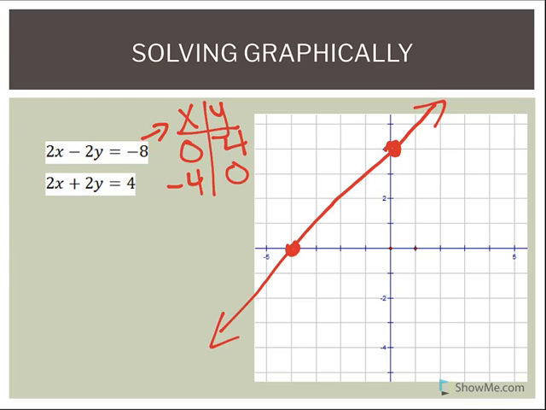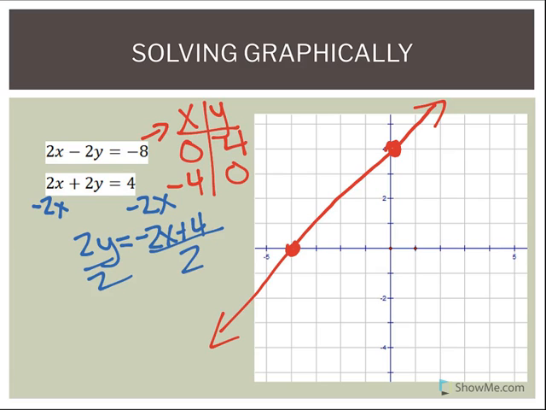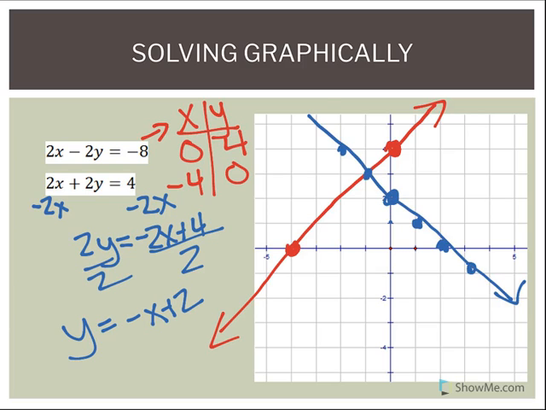Now we could do the same method with our other line, but I'm going to just solve this one in slope-intercept form, because I think that's my favorite way to graph anyway. So to solve for y, subtract 2x from both sides. And then the last thing would be divide everything by 2. So I'd get y equals negative x plus 2. So I have a y-intercept of 2, a slope of negative 1, so down 1, right 1, or I could say up 1, left 1. And I can see where they cross, which would be the point negative 1, 3.